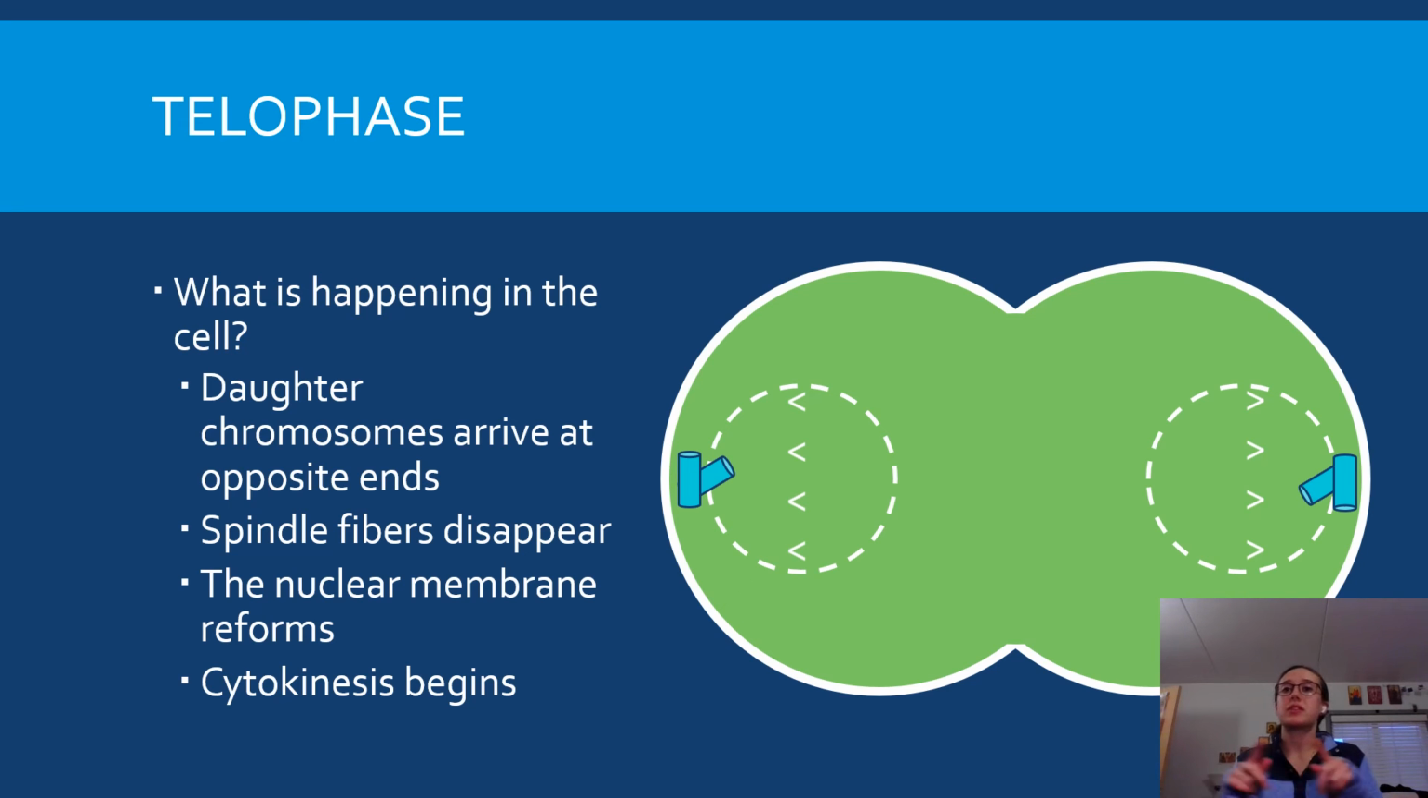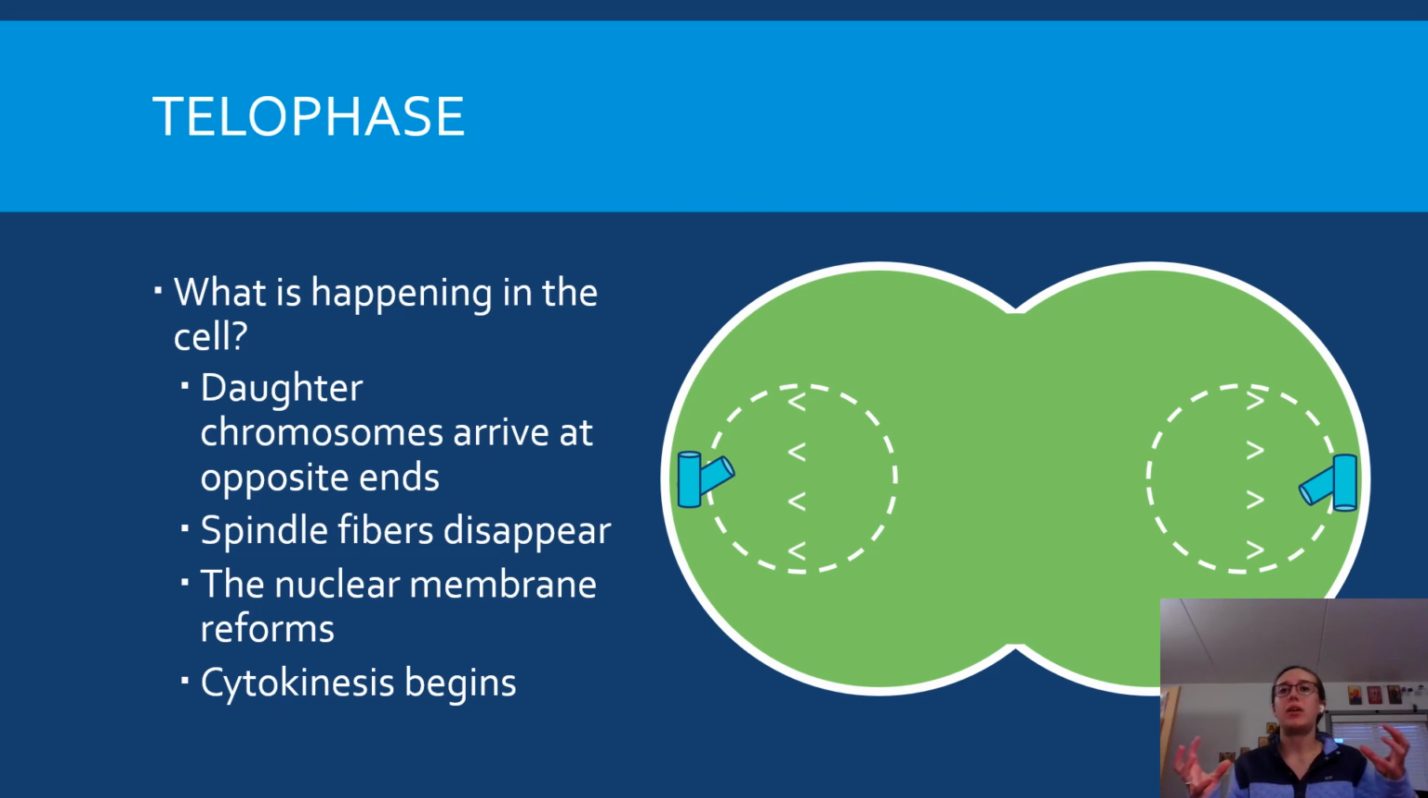The nuclear membrane is going to start to reform around those chromosomes so that they can unpack and get settled in. Now that they're not being moved around, they don't need to be so tightly bundled up anymore. And we're going to want to start replicating that DNA and processing stuff and get the workings of the cell back in order.